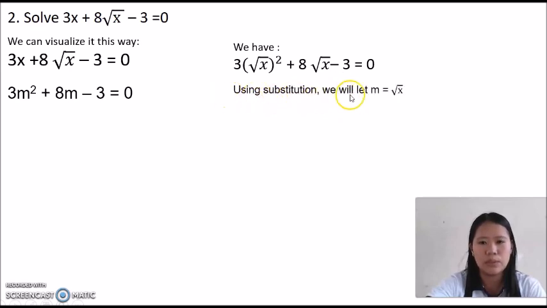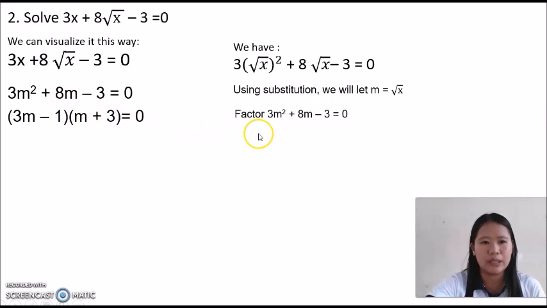Using substitution, we will let m equals square root of x. So, pwede kayong gumamit ng kahit anong letter, pero dito gumamit tayo ng m. We let m equals square root of x. So, lahat ng square root of x, papalitan natin ng m. So, we have 3m raised to 2 plus 8m minus 3 equals 0. Uulitin ko. Kaya naging ganito to kasi lahat ng square root of x, pinalitan natin ng m.